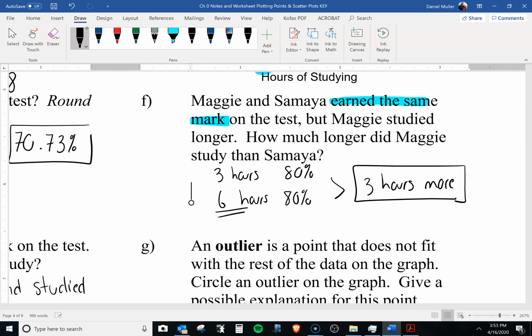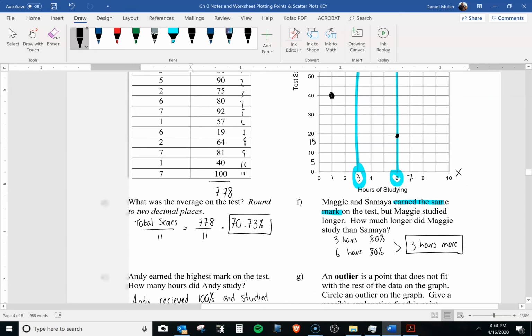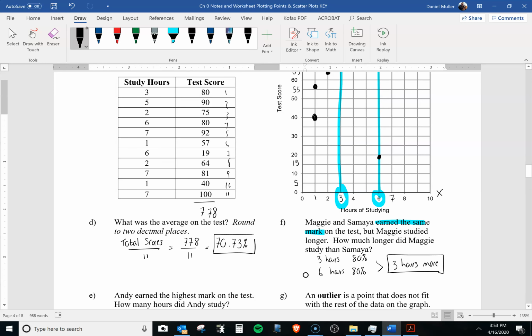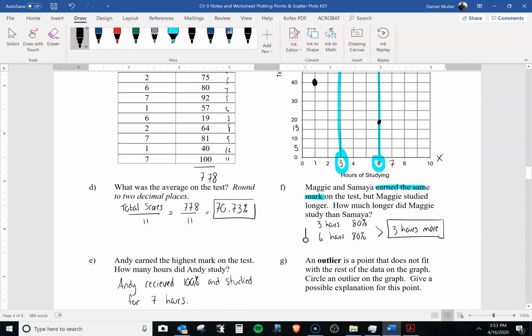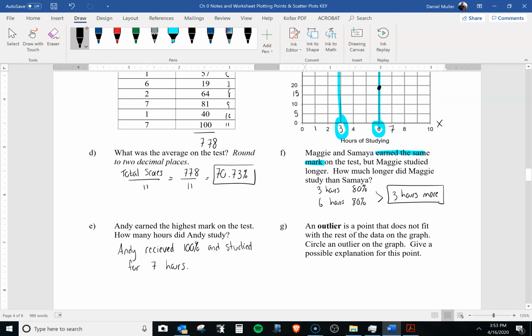So a lot of these questions are ones where you can take a look at the graph or take a look at the table, and then you want to glean some sort of information. So in this instance, 2 people got 80%, but one spent 3 hours studying, one spent 6 hours studying, and so obviously there's 3 hours difference there.